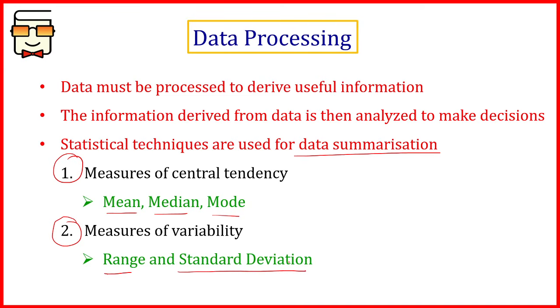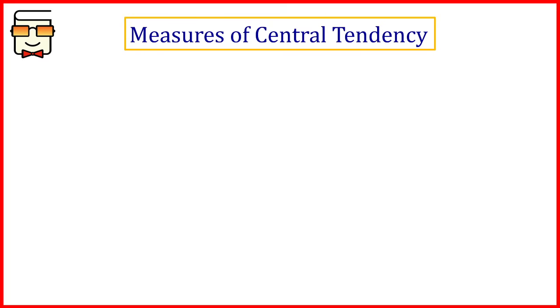So in the topic of data processing, you only need to study statistical techniques that are used for summarizing the data. And there are two main kinds of statistical techniques. The first is measures of central tendency and the second is measures of variability. So let's understand both these one by one, starting with measures of central tendency.